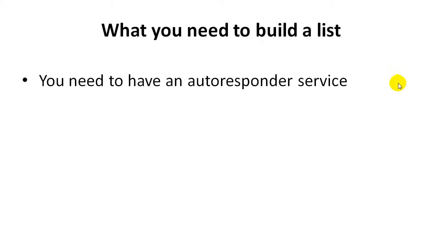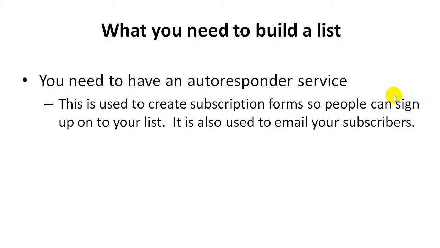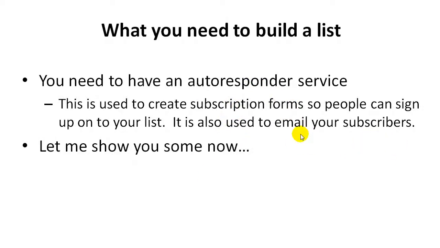Now let me talk about what you need to build a list. Obviously, you need to have an autoresponder service. This type of service is used to create subscription forms, so you can put these subscription forms on your WordPress site so that people can sign up onto your list. And it also can be used to email your subscribers. There are many different ways of using an autoresponder service, and I'll give you a quick run through next. So let me go ahead and show you some autoresponder services and give you a quick run through so you know what to expect.